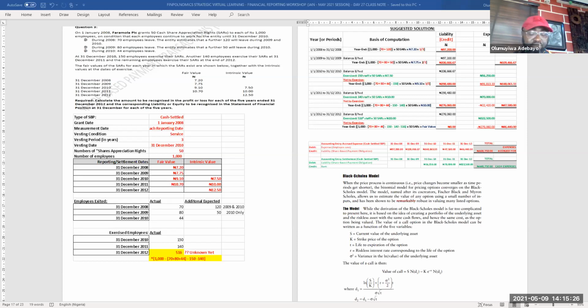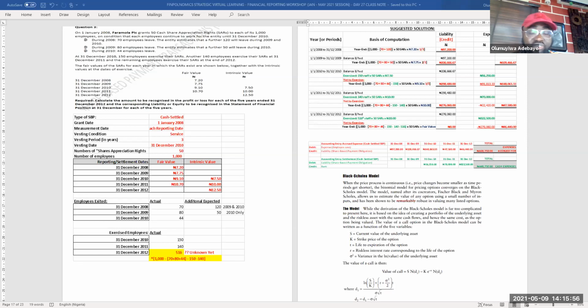Welcome back to the concluding part of our discussion on share-based payments. Today is Sunday, the 9th of May, 2021. We started our discussion yesterday, Saturday, the 8th of May, 2021, on the requirements of IFRS 2 with respect to share-based payment transactions. Today we'll more or less start by refreshing our memories with some exercises with respect to what we discussed.